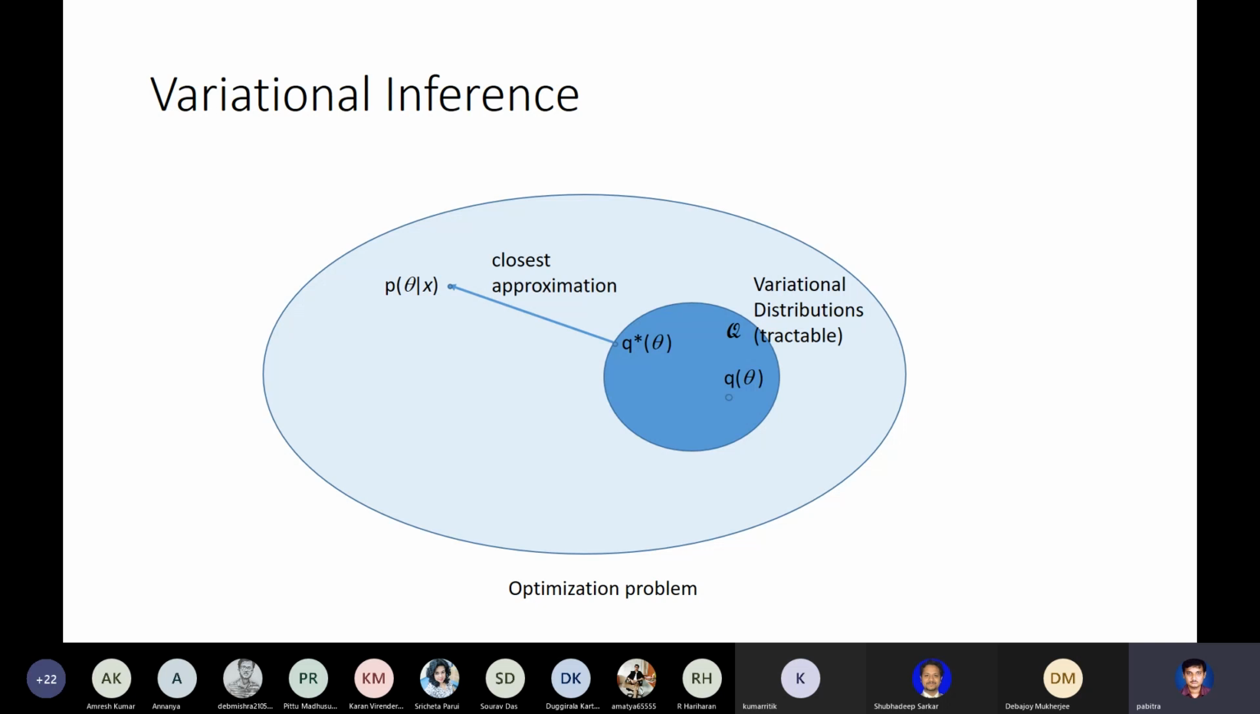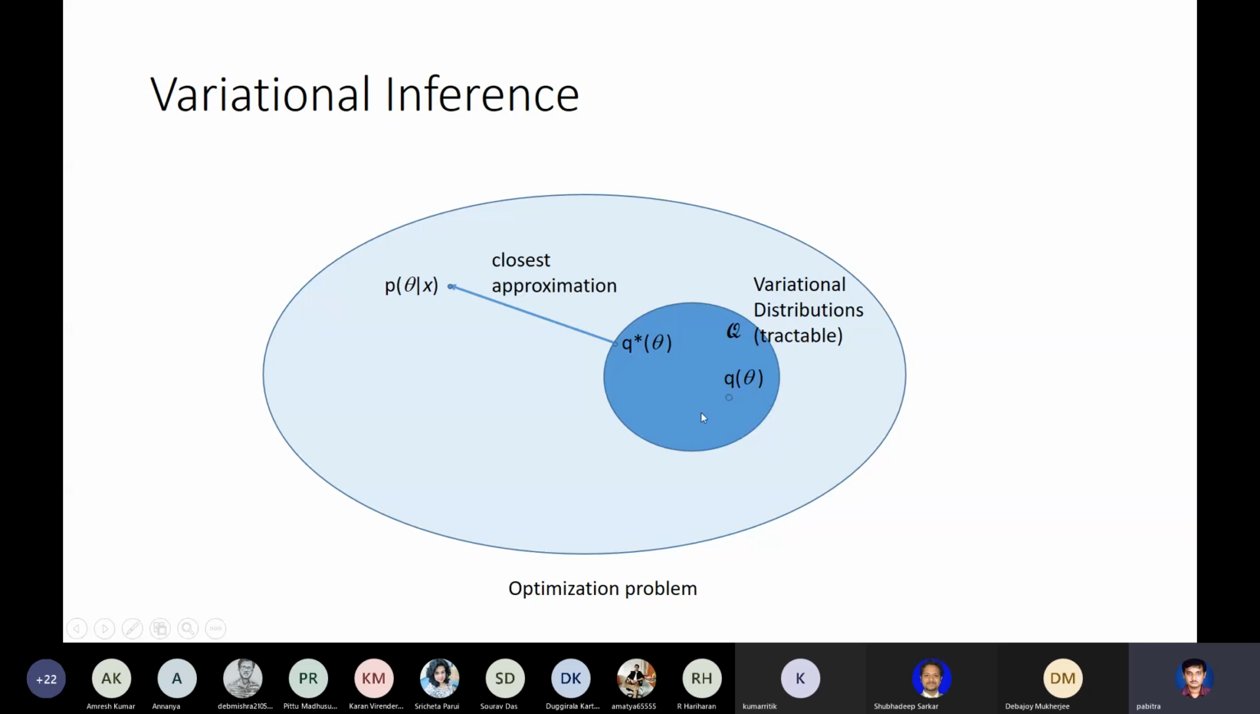So this smaller ellipse is the set of all distributions q theta, which we call a nicer set, a more tractable set. And note that this is a set of distributions. So any one distribution among them I call Q. It is a distribution on theta. Note that P is also a distribution on theta.